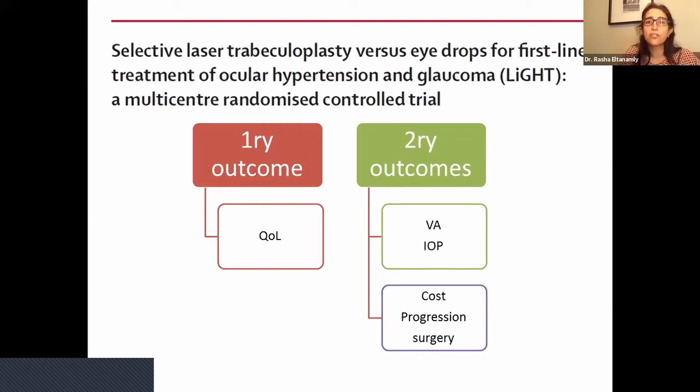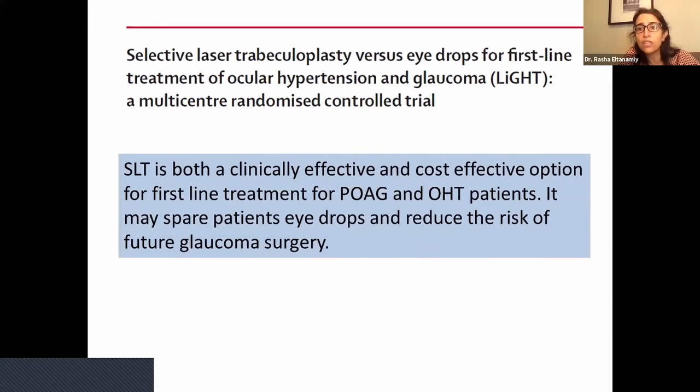And after 3 years of follow-up, the LIGHT study published again the results, which say that SLT is both clinically effective and cost-effective as a first-line treatment in cases of primary open-angle glaucoma and ocular hypertension, and that it may spare the patients eye drops. It will definitely spare the patients the eye drops, reduce the cost of treatment, and also reduce the risk of future glaucoma surgery.